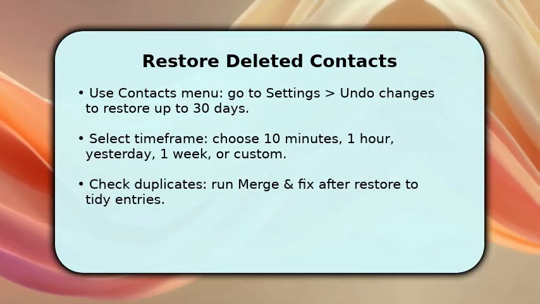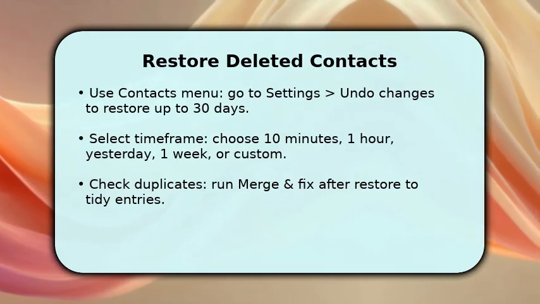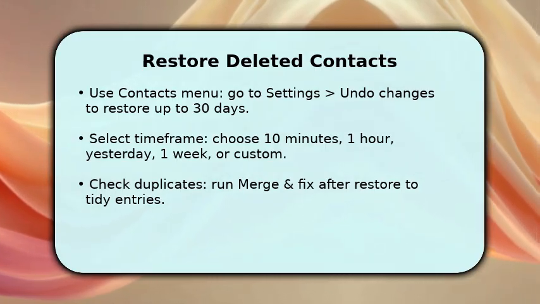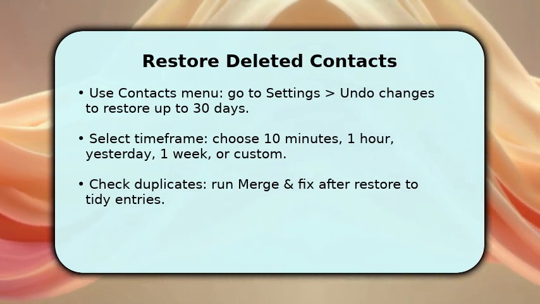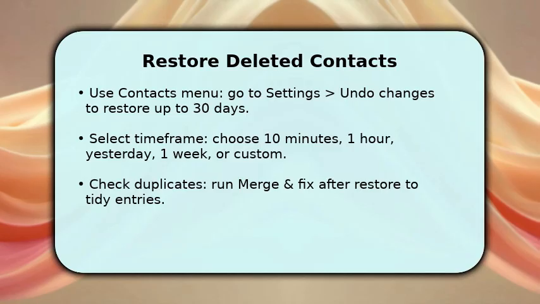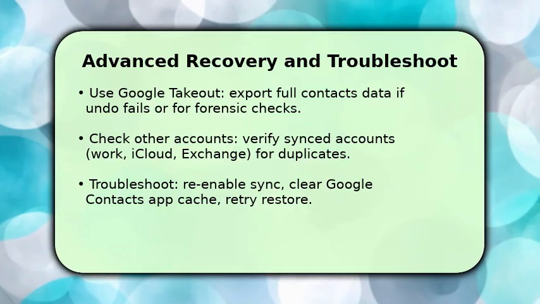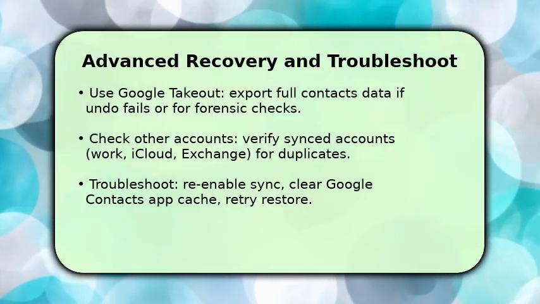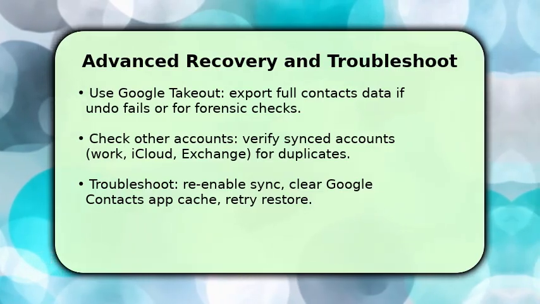If some contacts are still missing, export the restored set and compare timestamps, or use a previously saved vCard to import missing records. If Undo Changes didn't recover everything, create a Google Takeout export of contacts to get raw data you can inspect offline. This helps find older versions. Also check other synced accounts, Gmail, iCloud, Exchange, for copies that may not have merged.